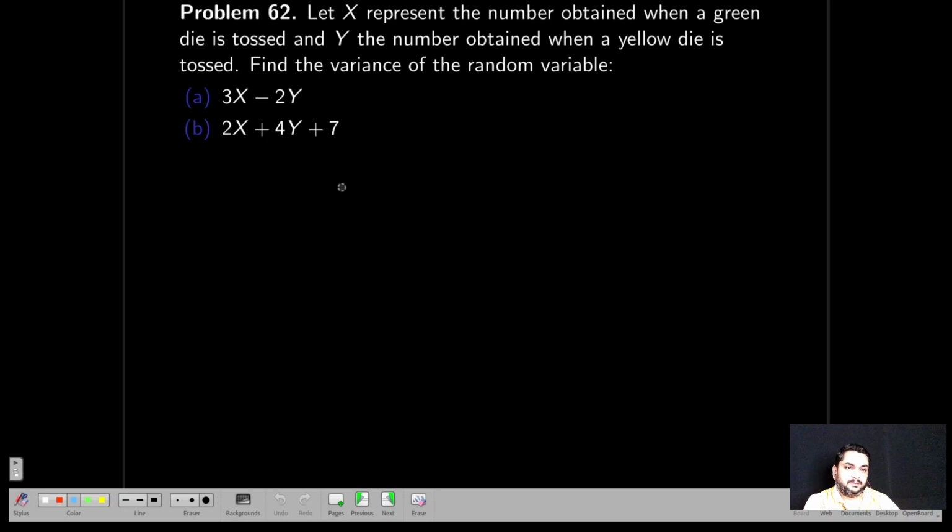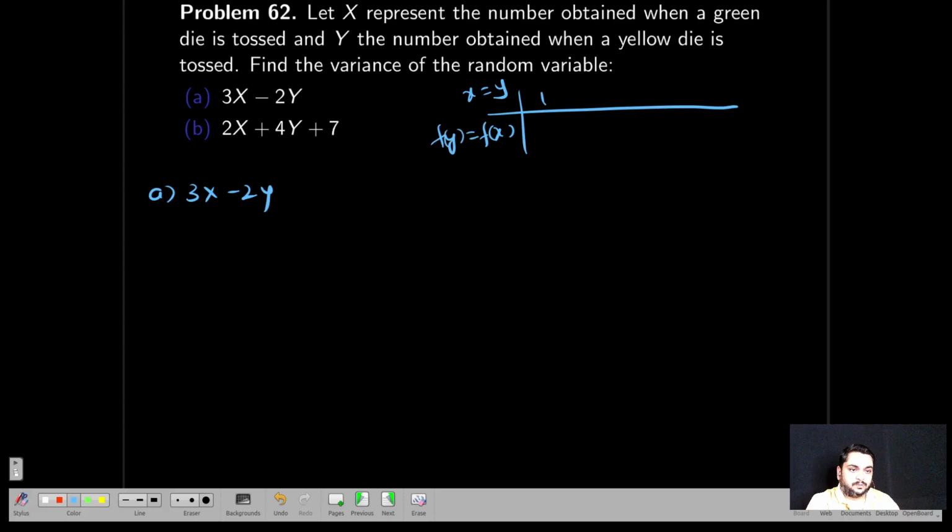Next. Same thing, same question. The only difference is they are asking for the variance. So how will you find the variance of 3x minus 2y? There, again, the PMF is the same. There are two dice, green and yellow, so both outcomes will be the same, so f of x and f of y will be the same. So 1, 2, 3, 4, 5, 6, each with probability 1 by 6.